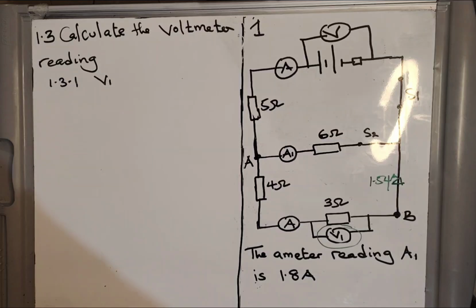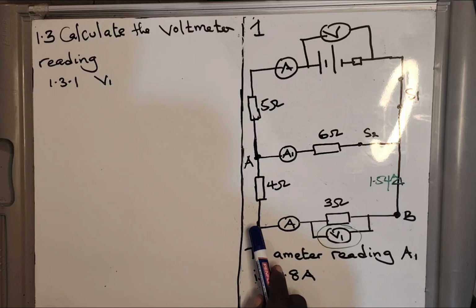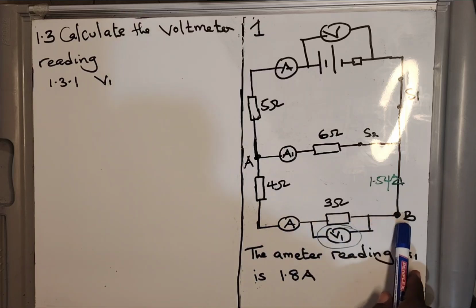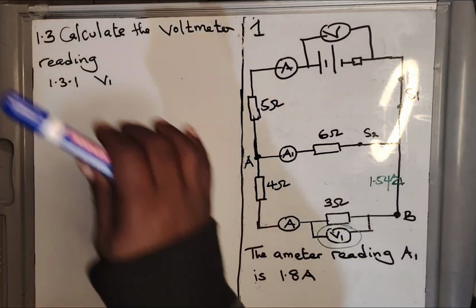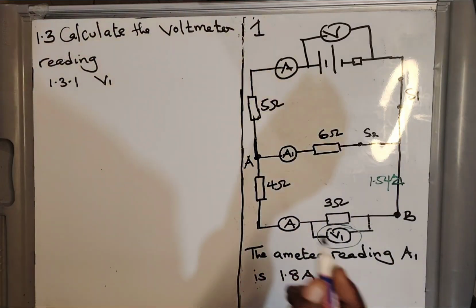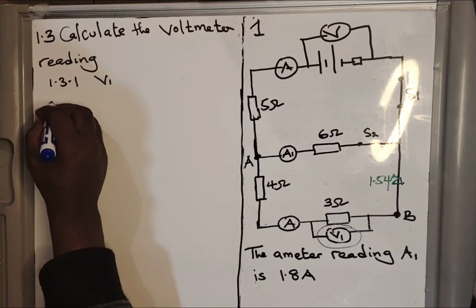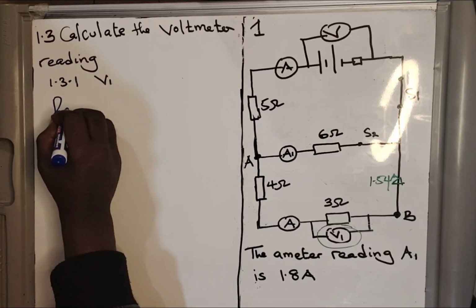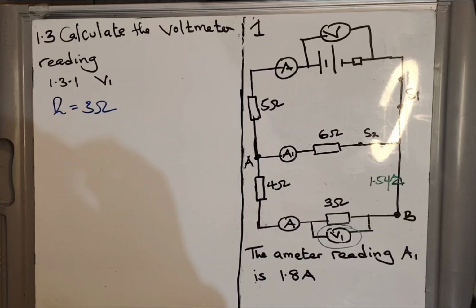Now when you are faced with such a question, what do you do? What you do is that you list everything you know about this part where V is connected, everything you know. Let us look at what we know. We know the resistor across, and that resistor R is 3 ohm. That one is known. What else do we know?